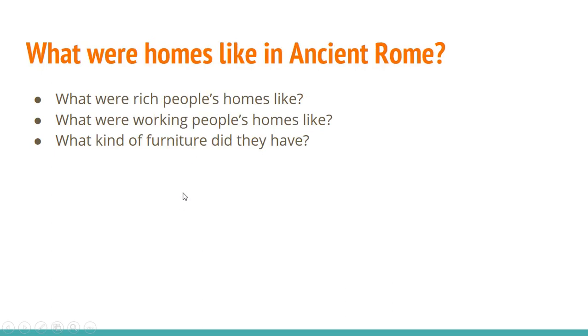What were homes like in ancient Egypt? You could divide it up into kinds of homes. What were rich people's homes like? What were working people's homes like? And what furniture did they have in their homes? So are you starting to see how you break the big topic up into 3 different ones that you could research, that could be your paragraphs in your essay?